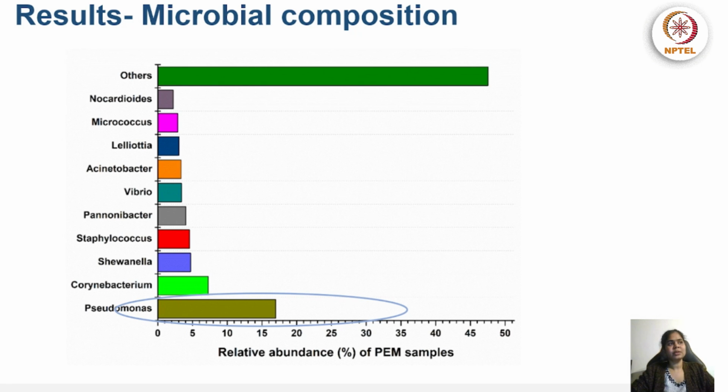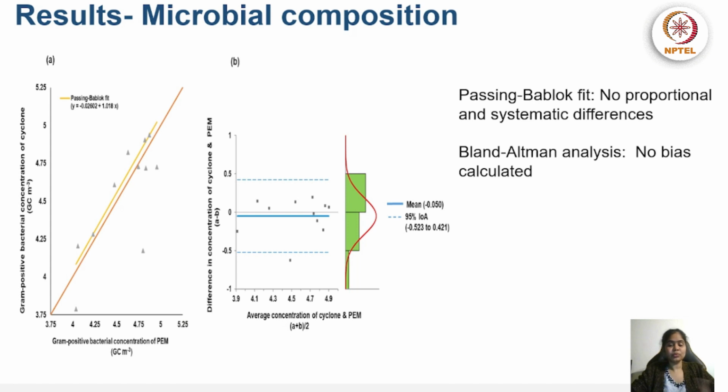So what would be the next step? Now we want to see, okay, both samplers have different results. How much bias are they introducing? To do that, we did the Passing-Bablok analysis and Bland-Altman analysis.